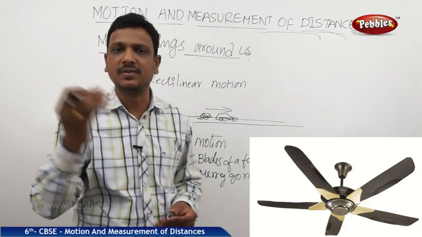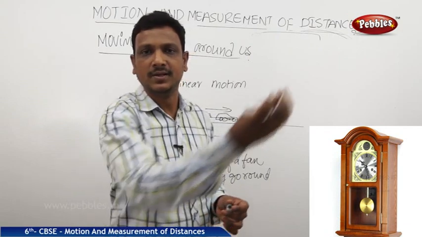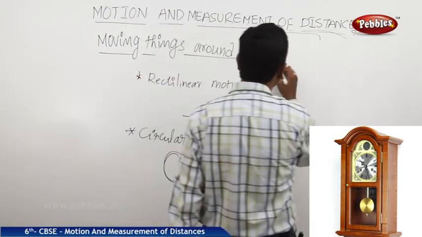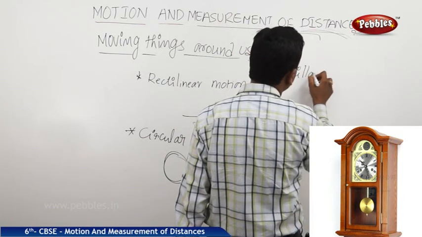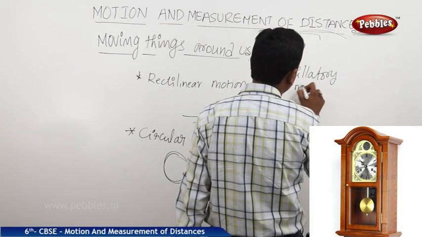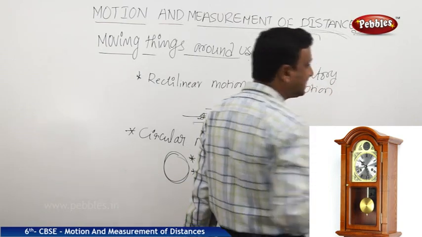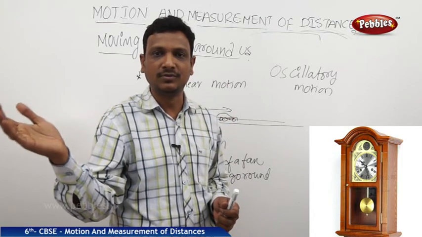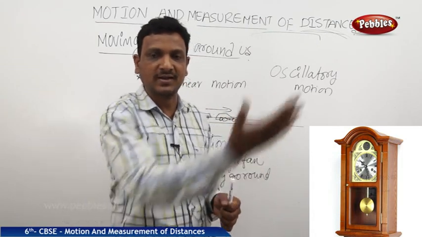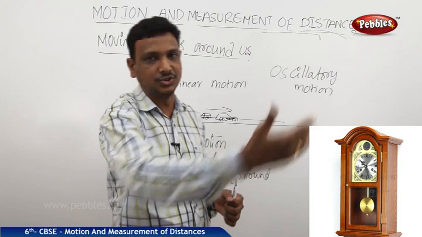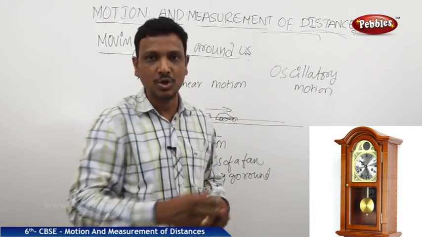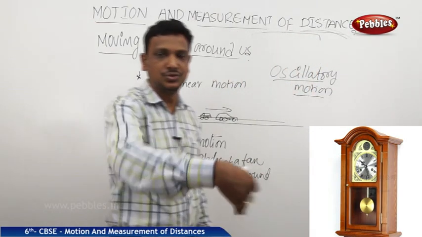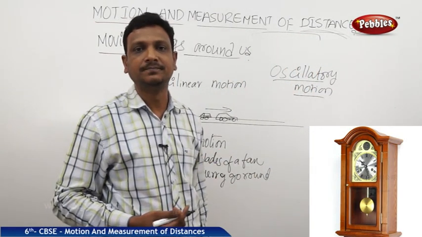Sometimes we see some objects going to and fro, going front and coming back. This to and fro motion is called oscillatory motion. You might have seen the rhyme hickory dickory dock. There you find that the clock's pendulum is moving to and fro, to and fro. This is called oscillatory motion. If anything is going to and fro, you call it oscillatory motion.